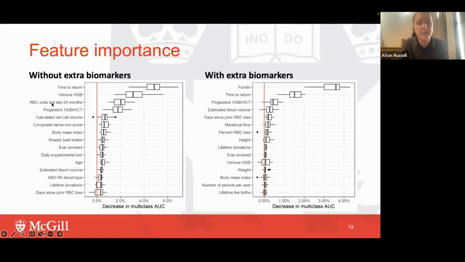In terms of feature importance, without the extra biomarker, the time to return was the most important feature, followed by hemoglobin and number of red blood cell units lost through blood donation in the last 24 months. But when we add ferritin in, that kind of dominates. That's the most important variable by far.